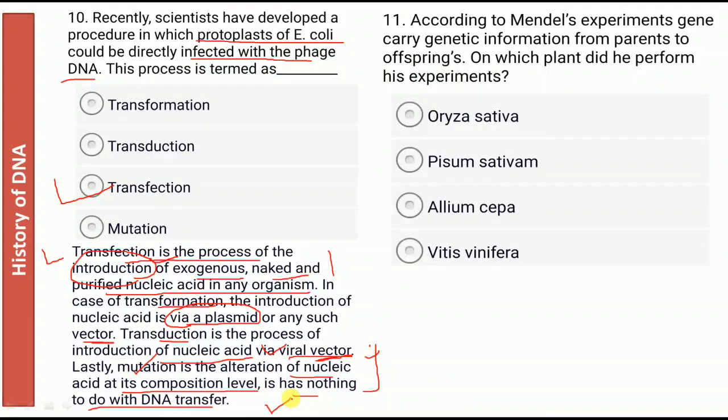Next, question number 11. According to Mendel's experiment, genes carry genetic information from parents to offspring. On which plant did he perform his experiments? So in Mendel's experiment, which plant did he choose to carry out the experiments to prove his results? It was Pisum sativum.